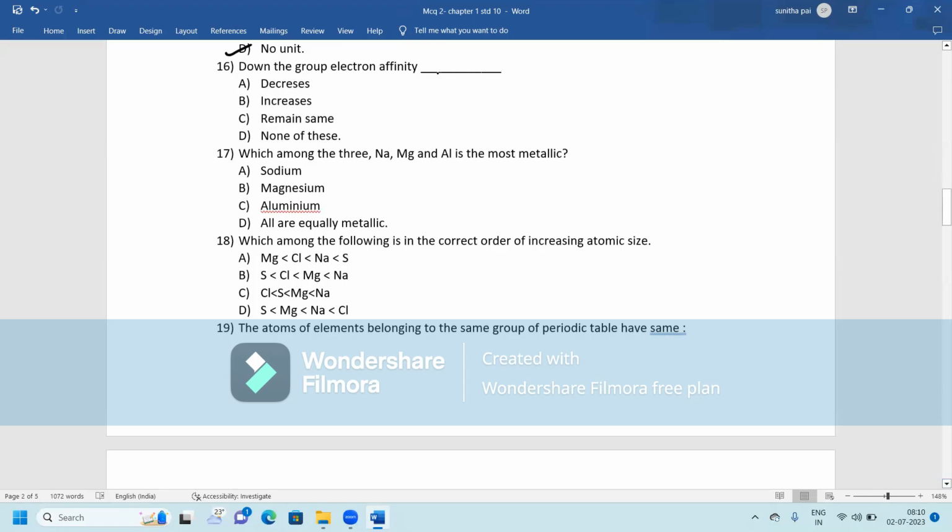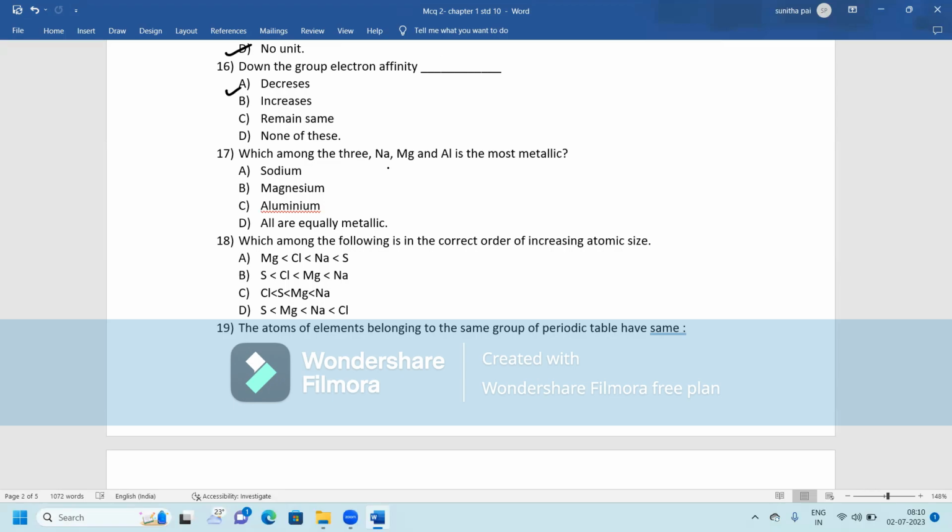Now, the next one, question number 16. Down the group, electron affinity. Electron affinity is the amount of energy released when an atom is accepting an electron. But down the group, since the size increases, the atom will not be releasing a lot of energy when it accepts an electron, which means electron affinity decreases down a group.